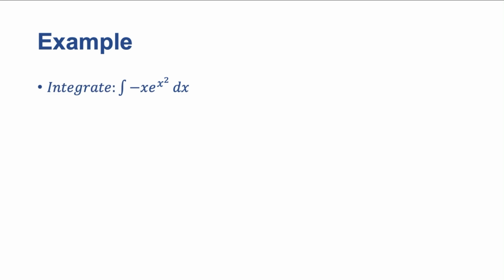So we're going to integrate negative x times e to the x squared dx. All right. So immediately what I see about this is I see that I have an exponential function. So I have e to the something, and that something is x squared. So a natural choice for my u substitution is going to be this x squared, because if you notice here, elsewhere in the integrand, I have a negative x.